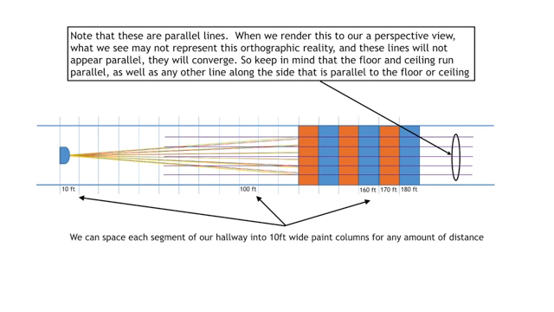Note that these are parallel lines. When we render this to our perspective view, what we see may not represent this orthographic reality, and these lines will not appear parallel. They will converge. So keep in mind that the floor and ceiling run parallel, as well as any other line along the side that is parallel to the floor or ceiling. Again, these are 10-foot spacings between each column of paint.